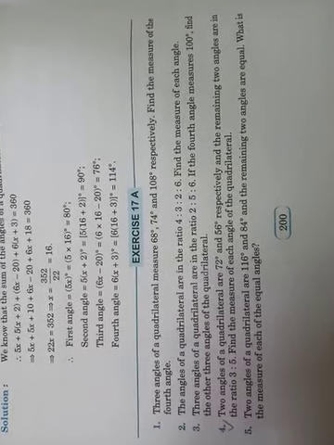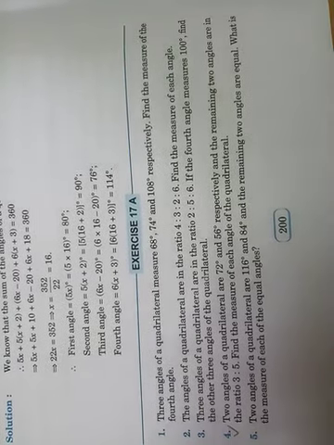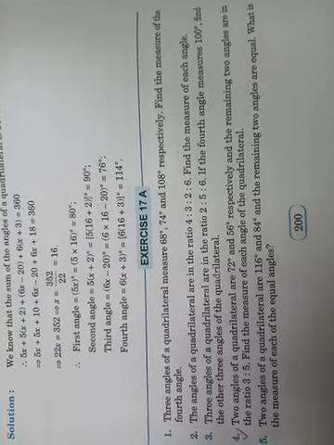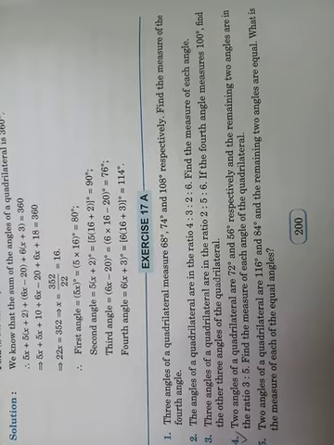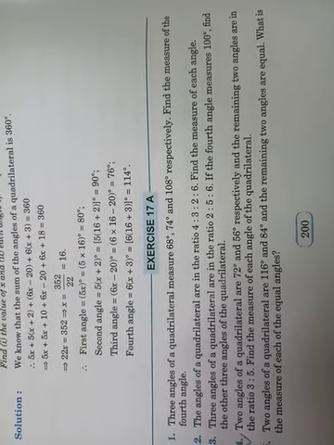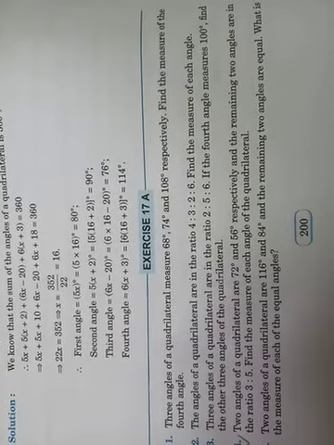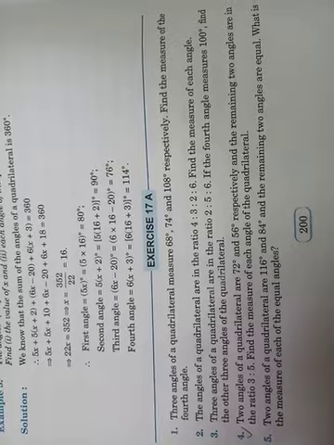Students, question number 3 is of the same type. I do question number 4 for you. The two angles of a quadrilateral are 72 degrees and 56 degrees respectively, and the remaining two angles are in the ratio of 3:5. Find the measure of each angle of the quadrilateral. Let's see how we do it in the copy.